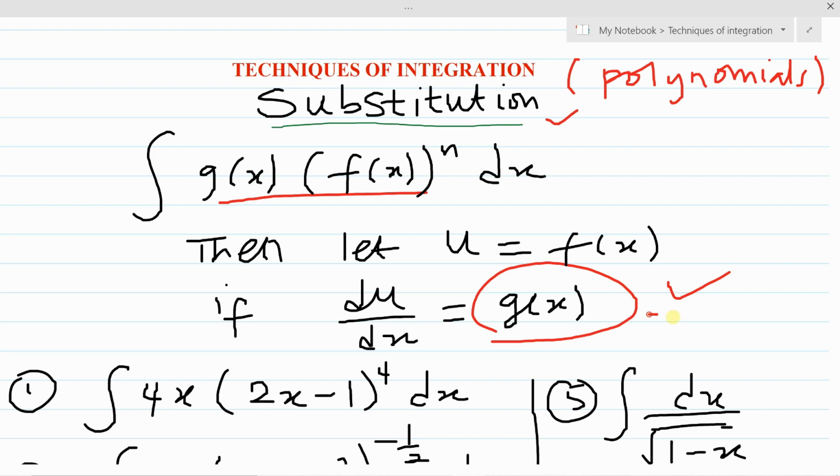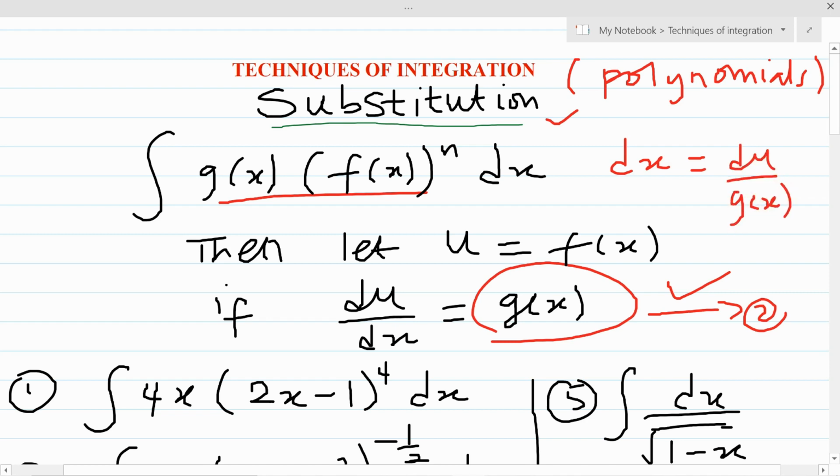So from here, you could see that dx is actually equal to du over g of x. So putting this back into this will come and cancel g of x, and we'll be left with u to the power n. That is the basic definition for it. So using the substitution, you're just trying to change the variable from x to a certain variable u. Now let's go and work some more examples and you would understand what I'm trying to mean.